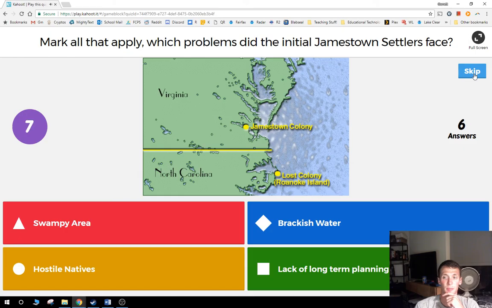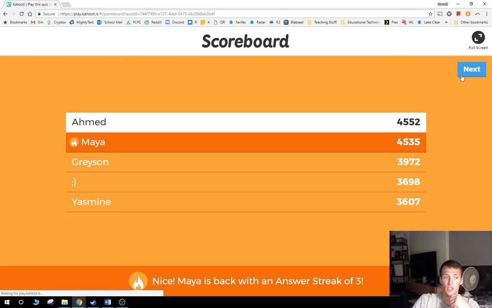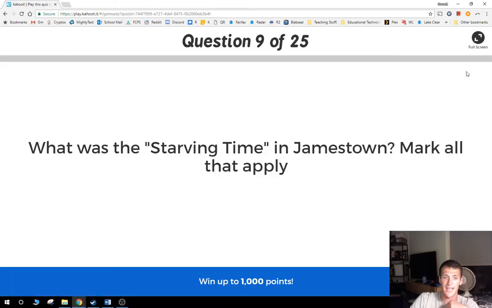I'll give you a hint, they're pretty much all right since you've all answered at this point. Okay, you should all be marked. They're all correct. So just know these things, right? Swampy area, you have this brackish water. The hostile natives and lack of long-term planning lead to some issues. We've got a pretty close match up front, and Grayson's not that far. None of these guys are that far behind. Anything can happen here, right?